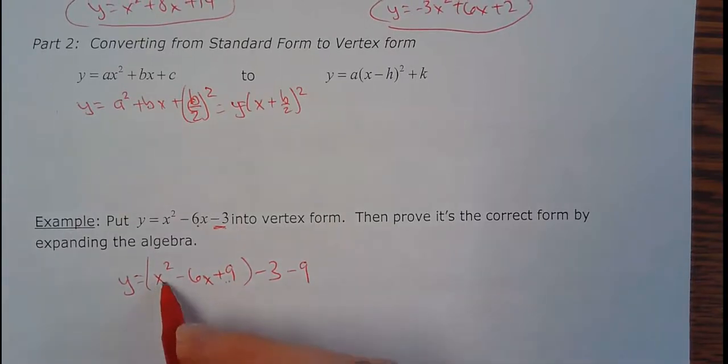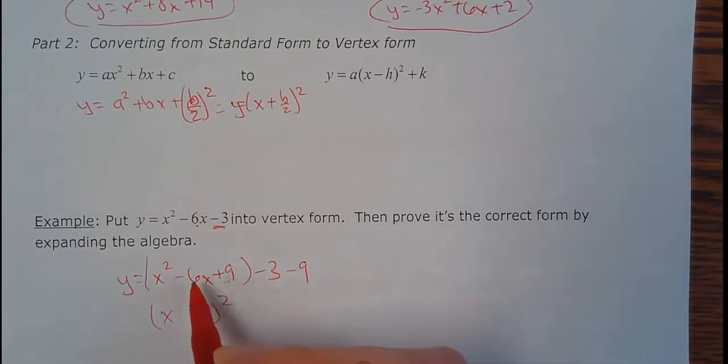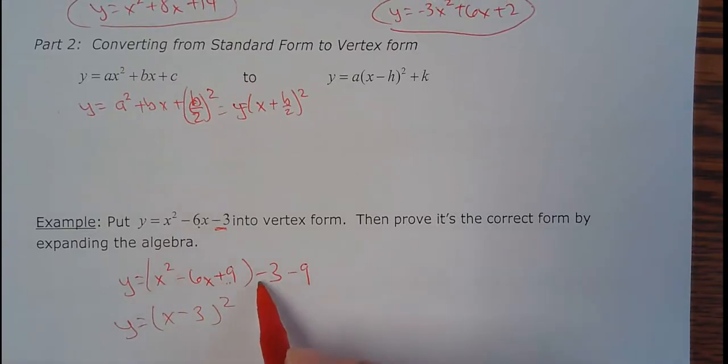Okay? Now, what binomial squared equals this? Again, the trick was half of this number. And then over here, I've got negative 3 minus 9, which is negative 12.